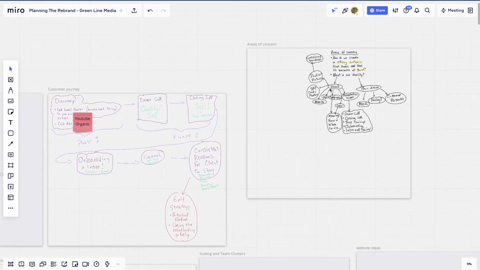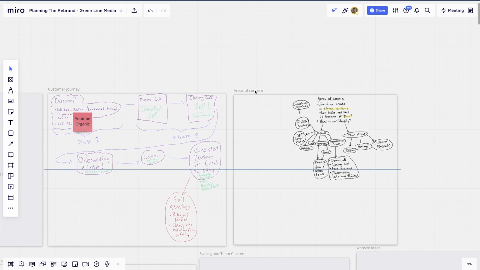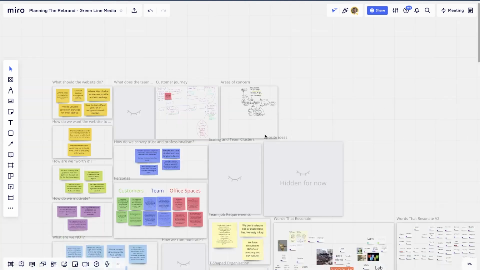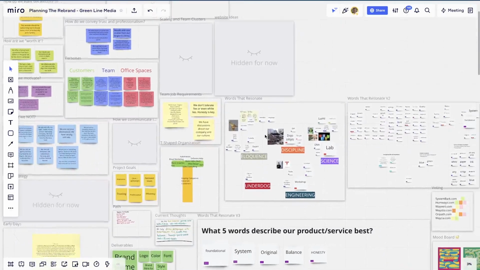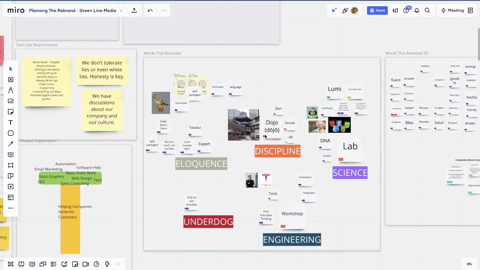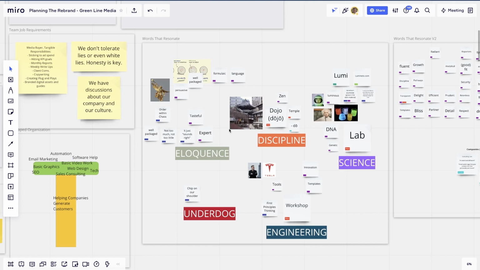And then we went into areas of concern. So this is somewhat of a mind map of what our visuals need to consist of, and then our ethos. This again was drawn out using the Magic Pencil along with the iPad. And if I scroll down here, this is where it gets fun, guys. We get into words that resonate. So we wanted to give a few words and a few areas that we like to embody to try to bring our aesthetic together. And so we put some key pillar words like eloquence, discipline, science, engineering, underdog in here.